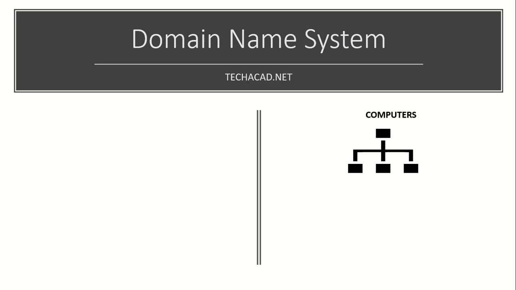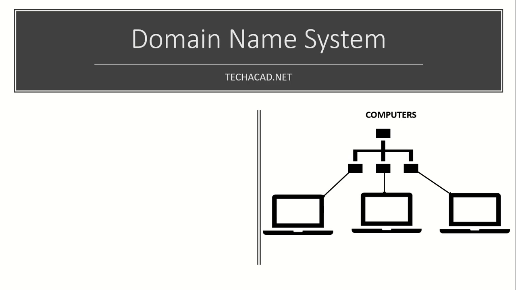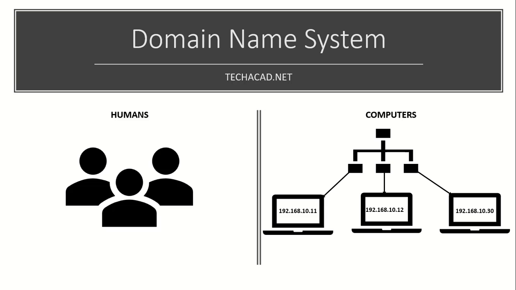Computers interact with each other using numbers called IP addresses, whereas humans interact with each other by calling to their names and using a language which they understand. So humans are more comfortable in remembering names rather than numbers, whereas computers are good at remembering numbers. So it is very easy for us to remember the name, which is, for example, youtube.com, rather than remembering the IP address for youtube.com.